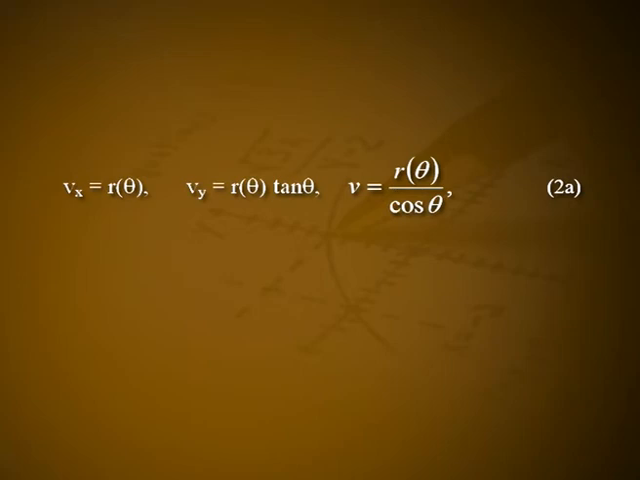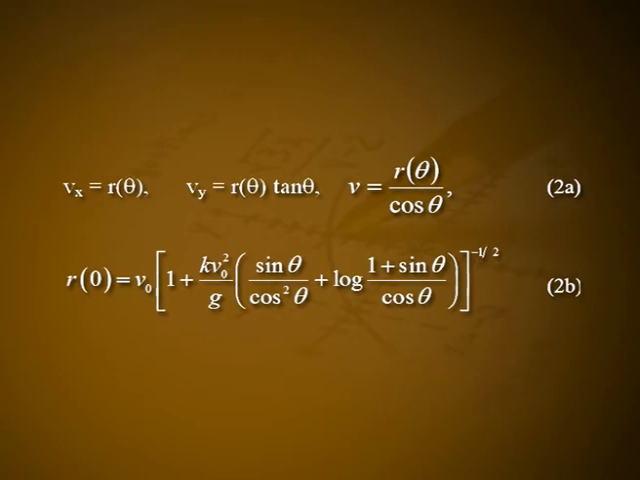Suppose that v is equal to (v naught, 0) when theta is equal to 0. Carrying out the integration and rearranging, v_x is equal to r of theta, v_y is equal to r of theta into tan theta, and v is equal to r of theta by cos theta, where r of theta is equal to v naught into [1 plus (k v naught squared by g) (sin theta by cos squared theta plus log of (1 plus sin theta) by cos theta)] to the power minus 1 by 2.